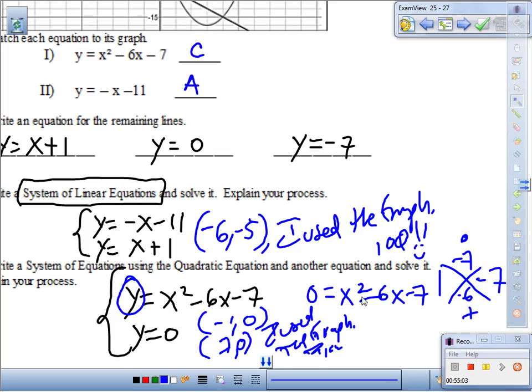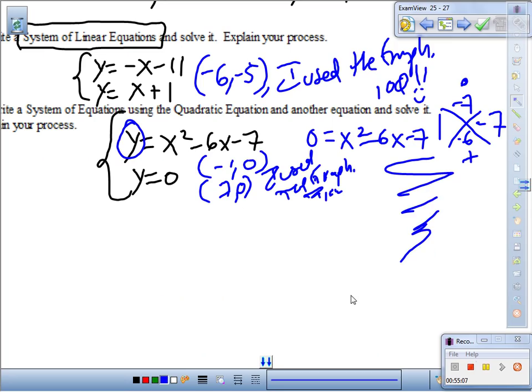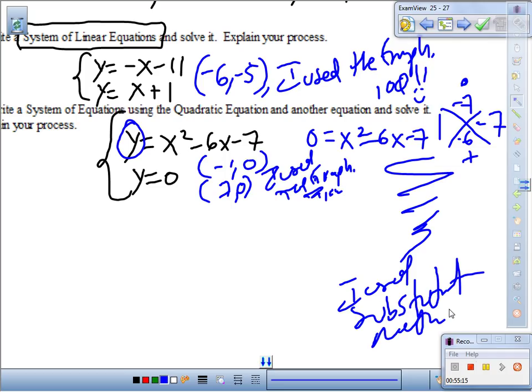And of course, after you do all this work for a couple minutes, right, Fatima, then you're going to write, I used substitution method. Or whichever method you prefer. Yes. Yeah?